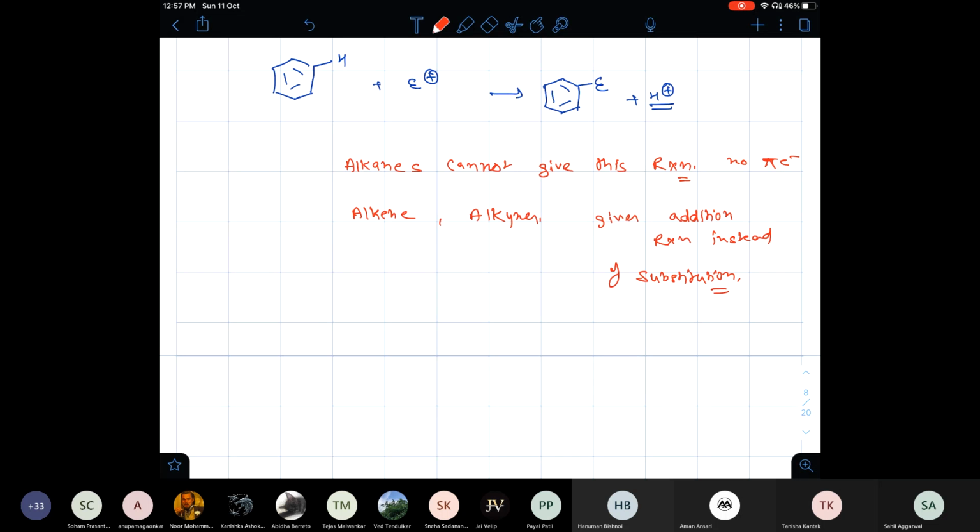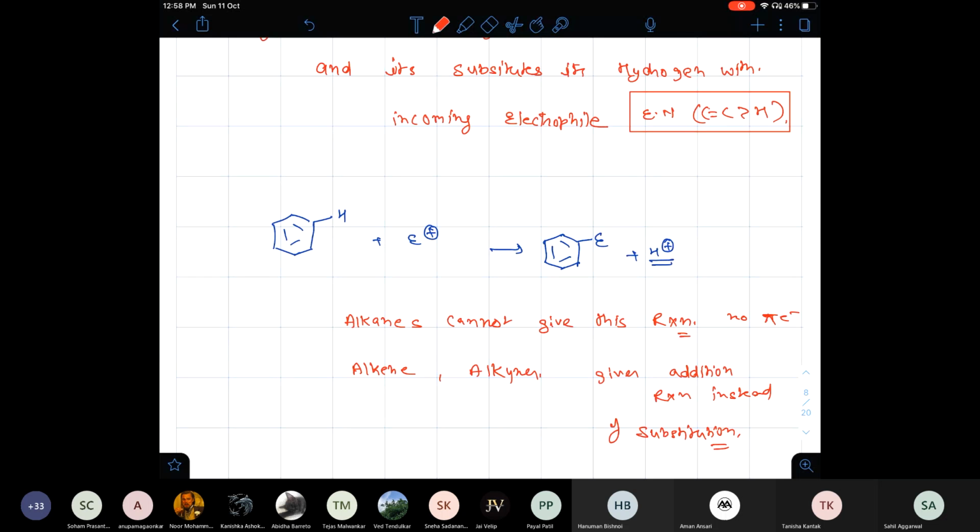Any doubt to anyone in this? Any problem to anyone in this? पढ़ लो एक बार यहाँ तक.